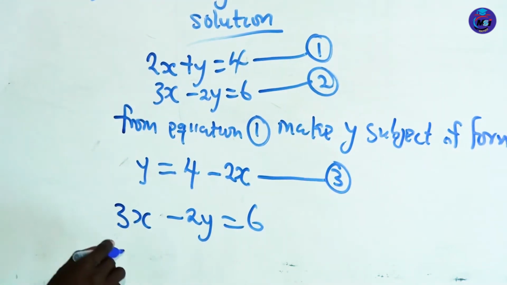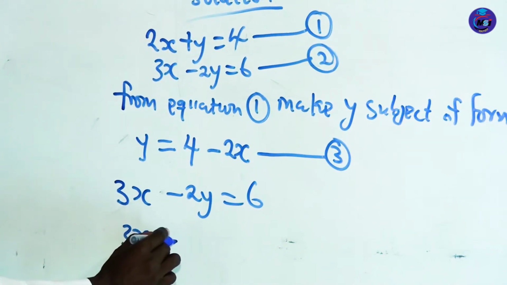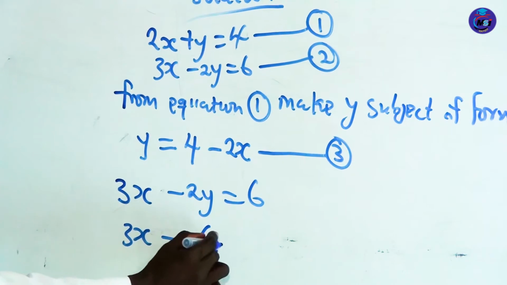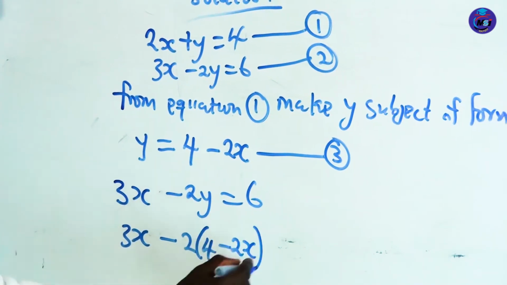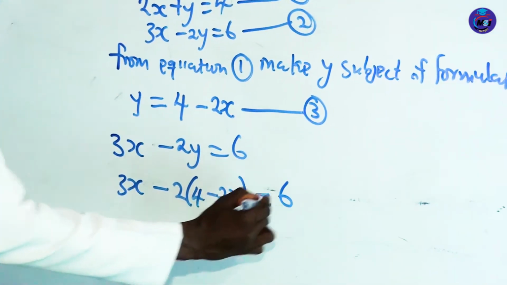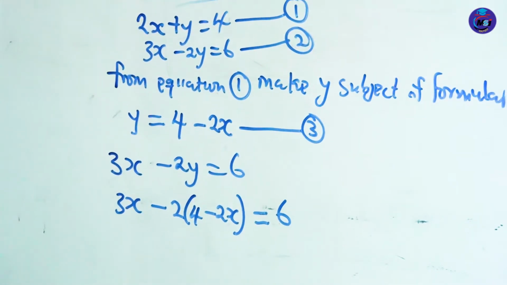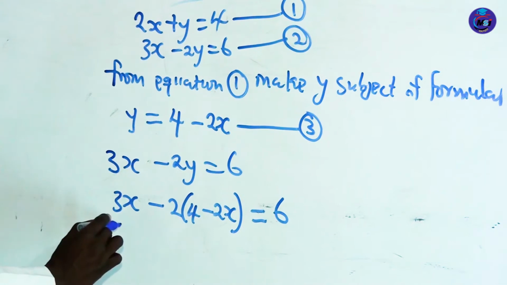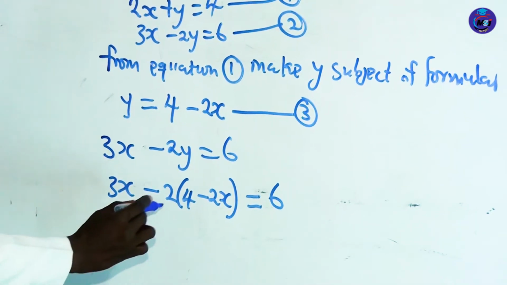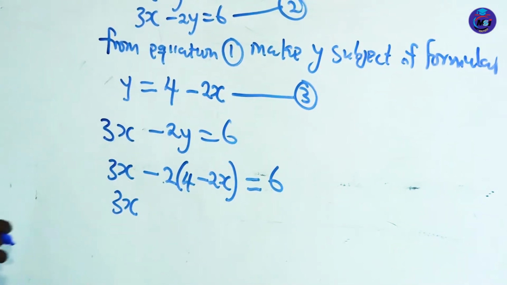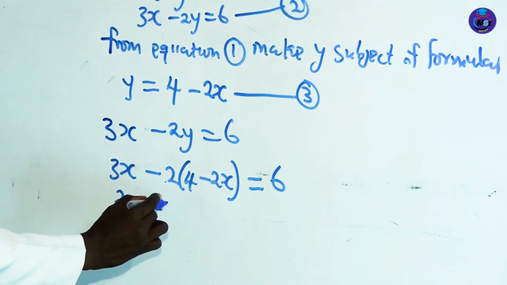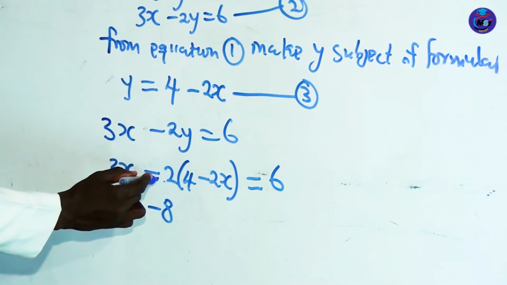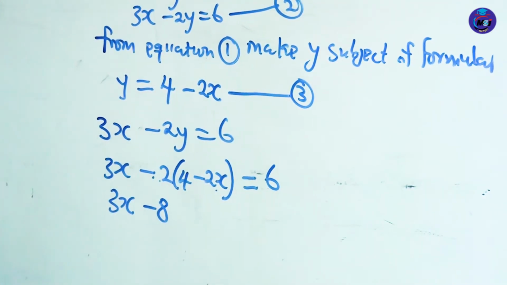So now, we have 3x minus 2, what is our y? 4 minus 2x. Close the bracket, equals 6. I hope you get it right. Now, I want to open the bracket. 3x minus 2 times 4 will give us minus 8. Now, minus 2 times minus 2x.